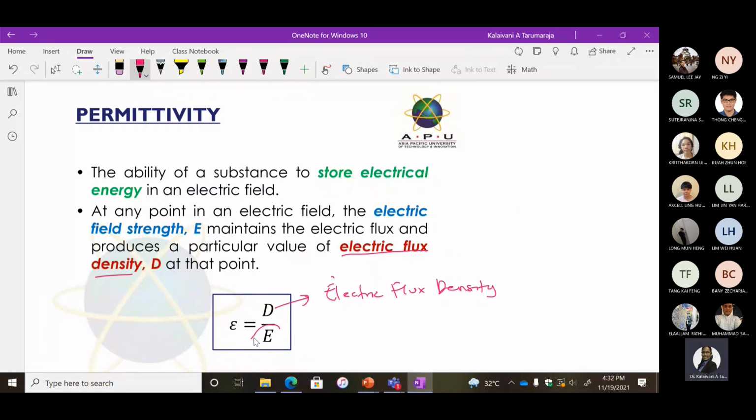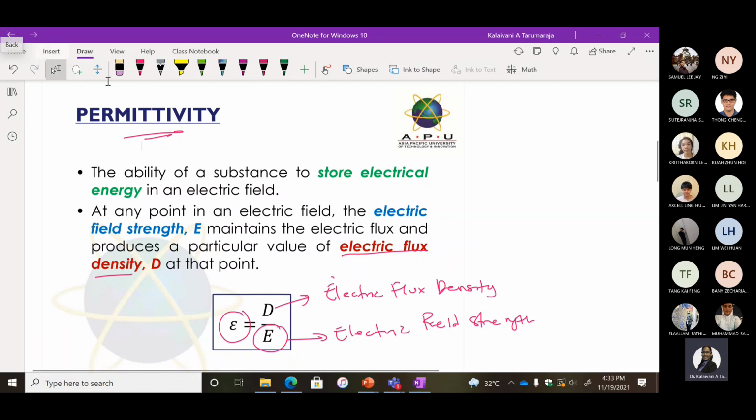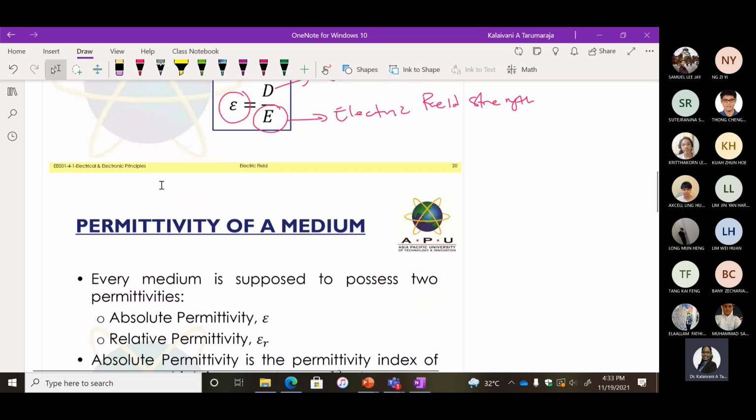Meanwhile, the E stands for electric field strength. At this point, you will know what it stands for. This is the permittivity. So write down in your book based on the equations here. Okay, once you're done, go on with the next slide.